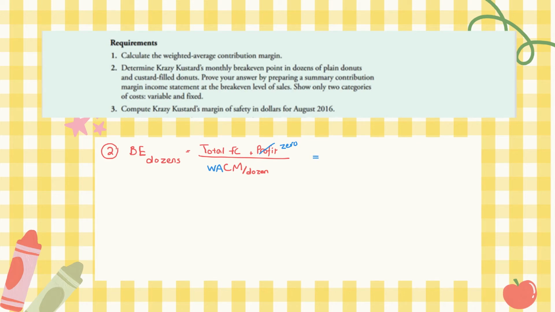So the total fixed cost from the contribution margin income statement for the month of August is 43,200 plus 0, divided by the weighted average contribution margin, which is 2.88 from requirement number 1. So the answer will be 15,000 dozens.